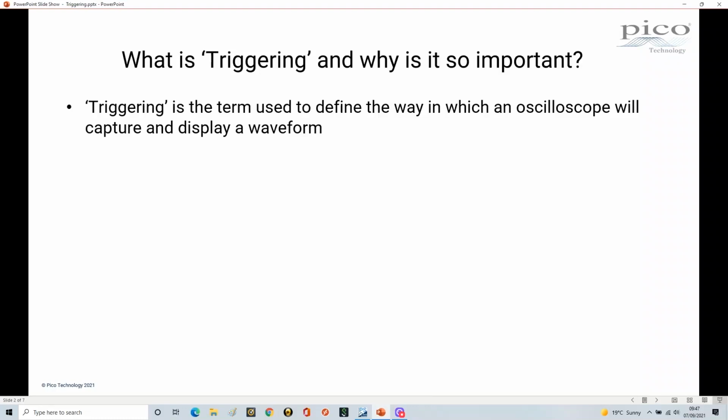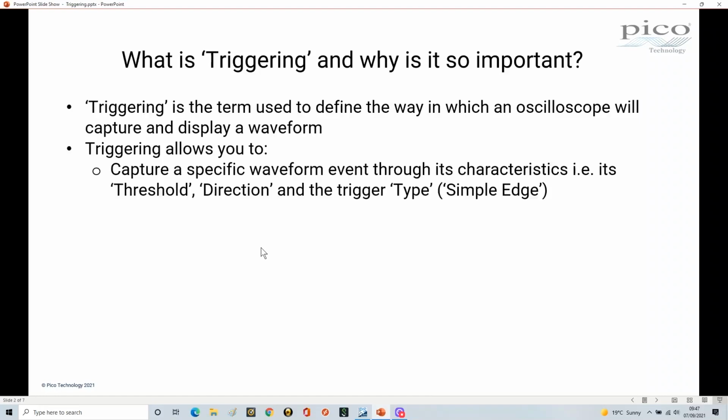Without it, we would never really be able to observe most of the signals that we look at in terms of analog systems, looking at phase relationships, looking at protocols and all that kind of stuff. So it is so important, okay? So triggering allows you to do the following. Capture a specific waveform event through its characteristics, i.e. its threshold, its direction, and the trigger type.